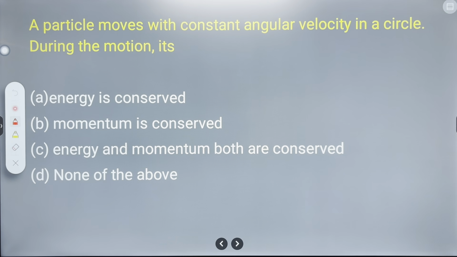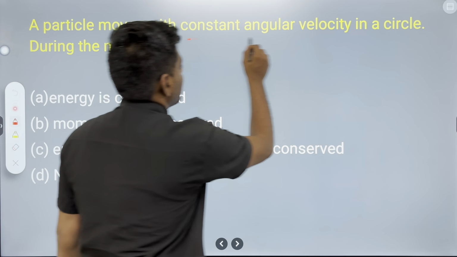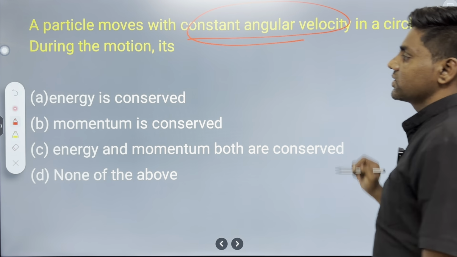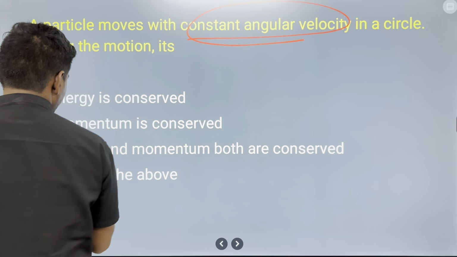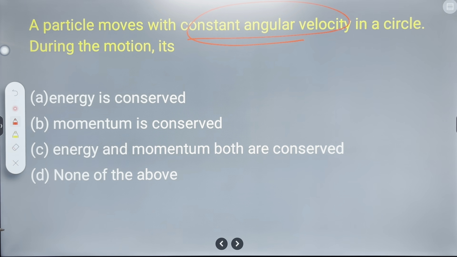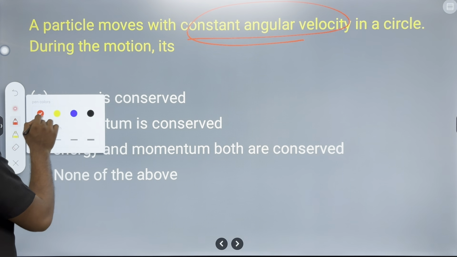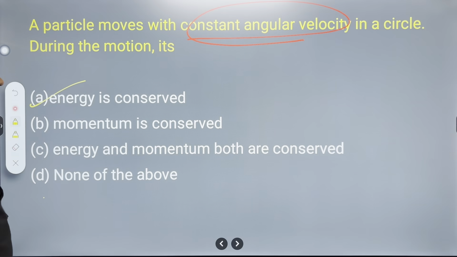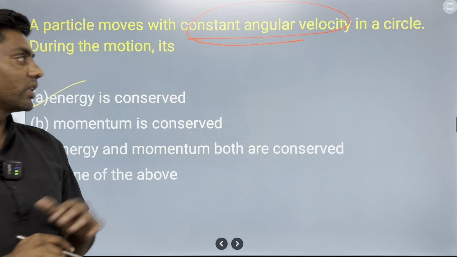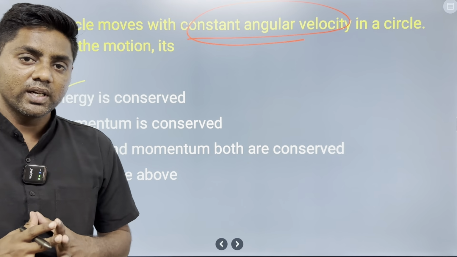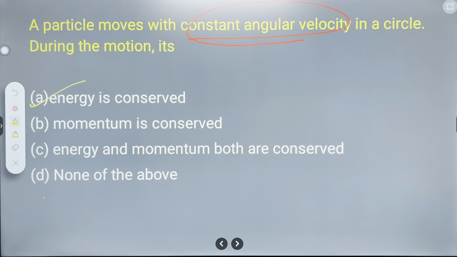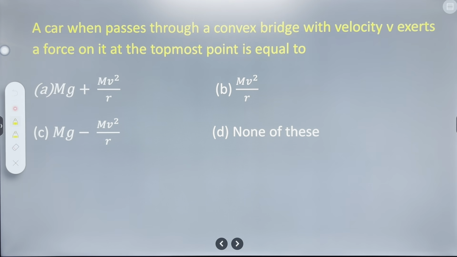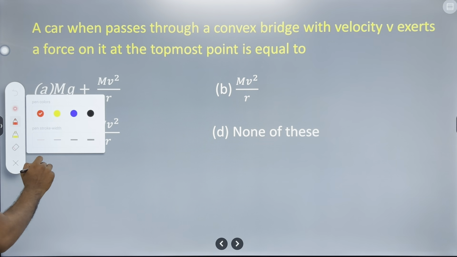Next, a particle moves with a constant angular velocity in a circle. During the motion, first, its energy is conserved; second, momentum is conserved; third, energy and momentum both are conserved; and last, none of the above. You have to remember, it is a very simple question. Option first: energy is conserved. Since its angular velocity is constant, its energy will be conserved, that is, constant.